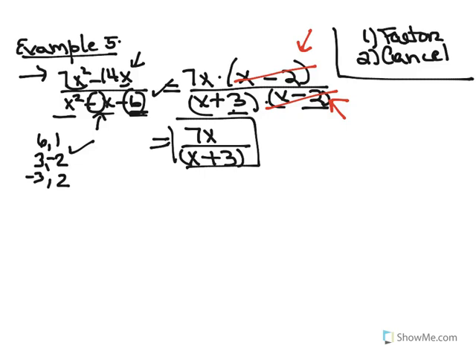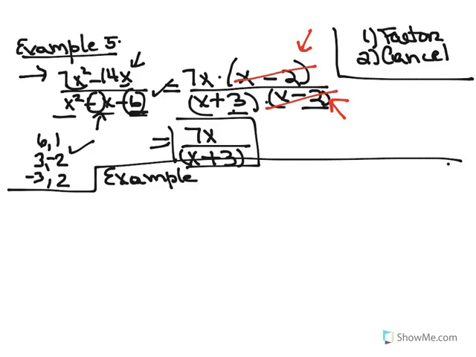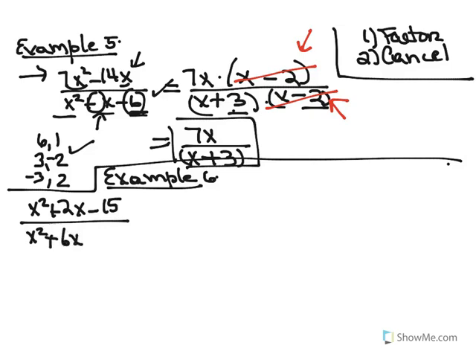Alright, let's do our last example. So we're going to do example number 6. And example number 6 is as difficult as they can be. 2x minus 15 divided by x squared plus 6x plus 5. Okay? Now remember, these two polynomials are trinomials.